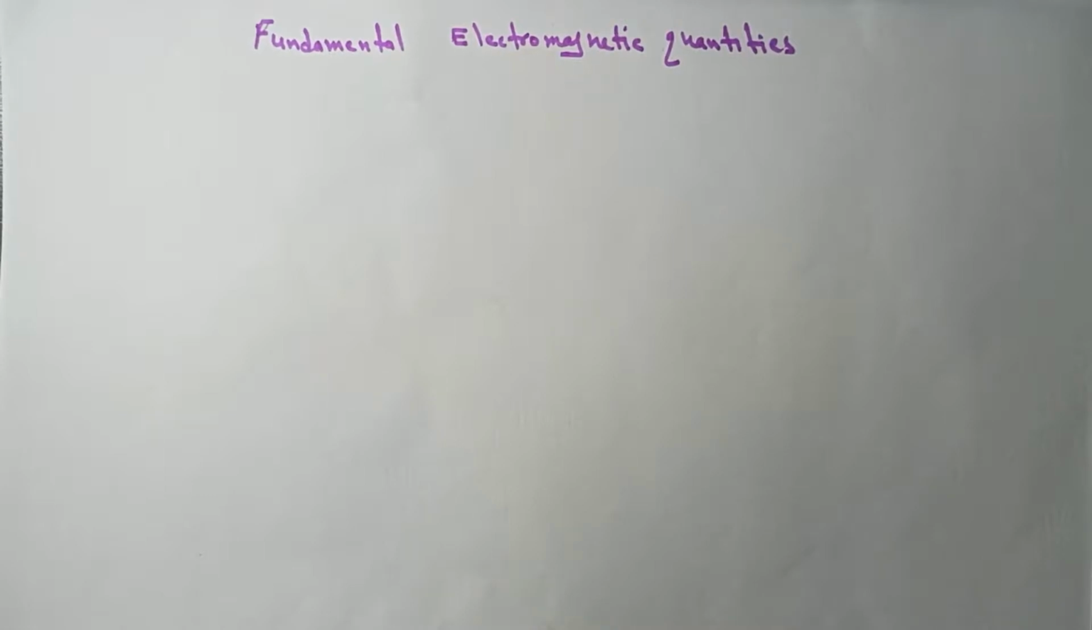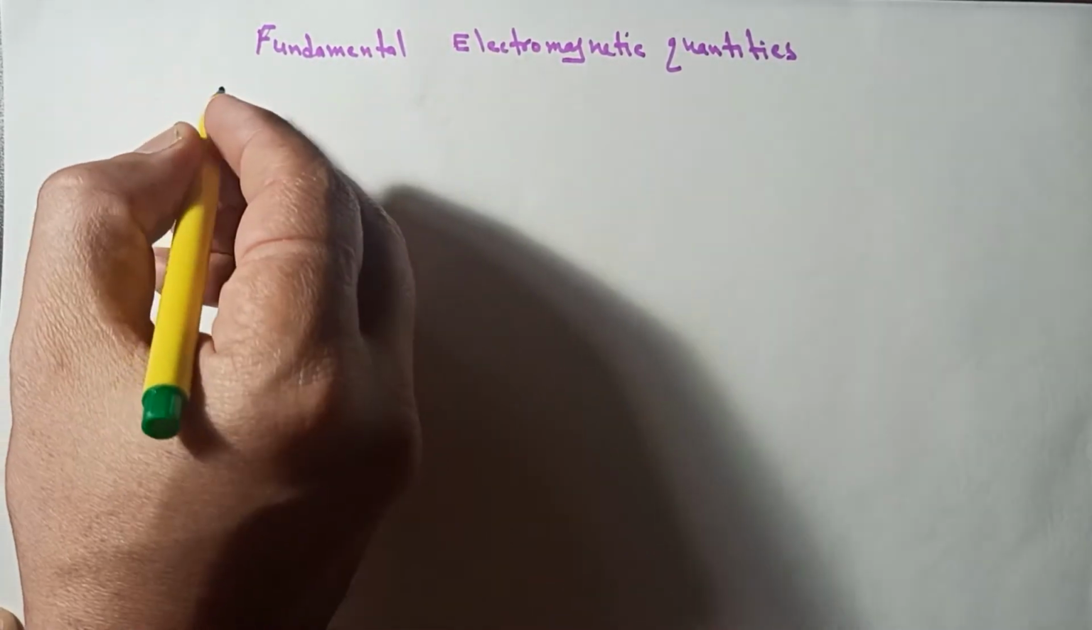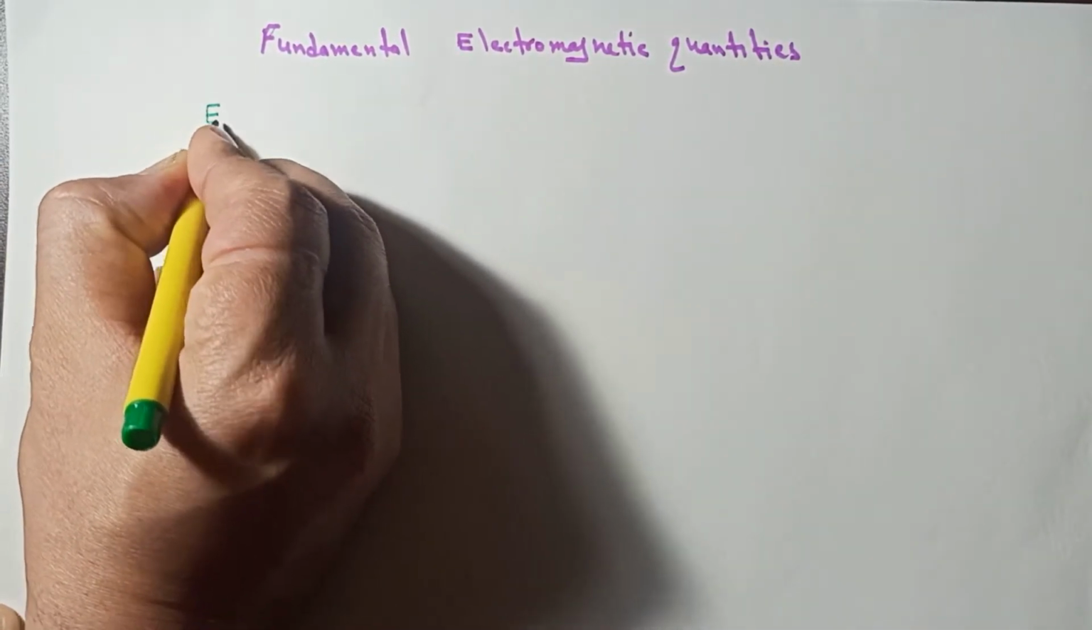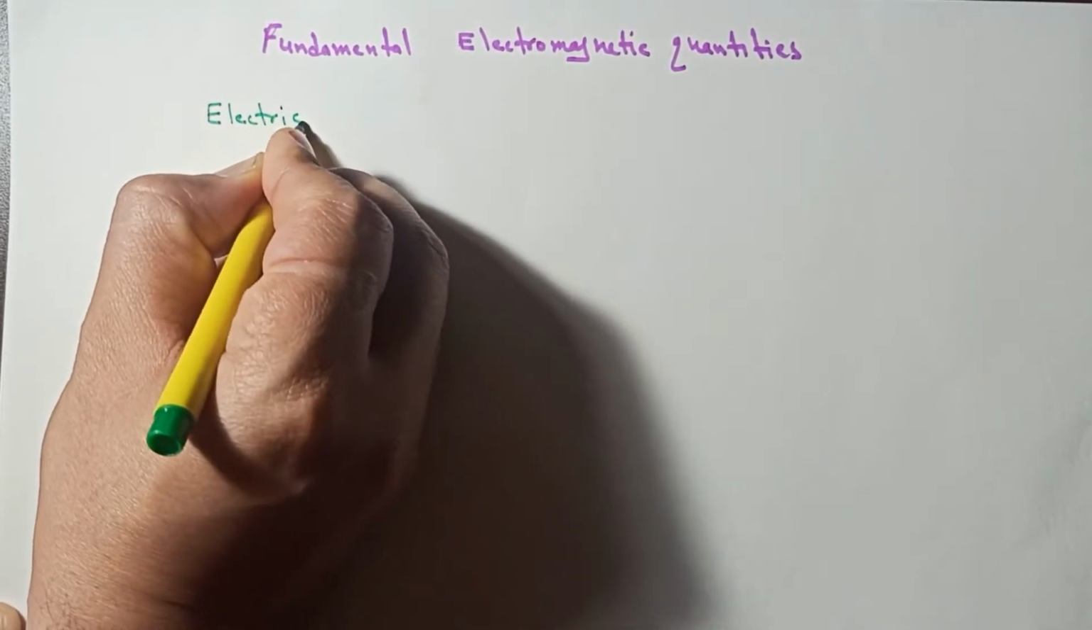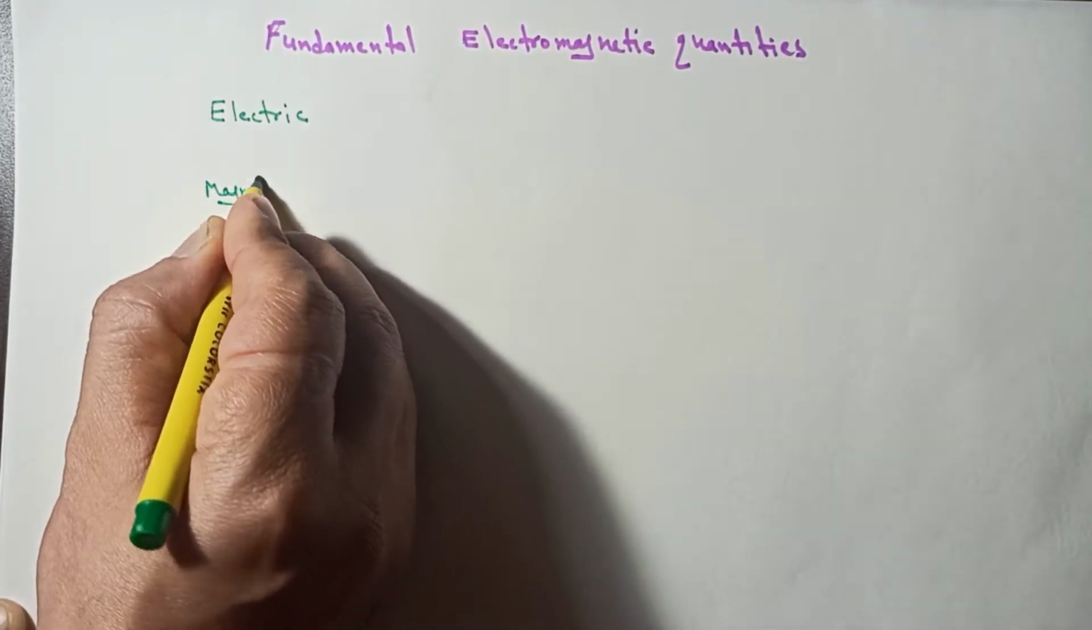Okay, welcome all. Today we will discuss fundamental electromagnetic quantities which are a basic requirement to study electromagnetics. As we already discussed, electromagnetics is a combination of electric and magnetic quantities. So we can partition it into two basic parts, that is, electric quantity and magnetic quantity.